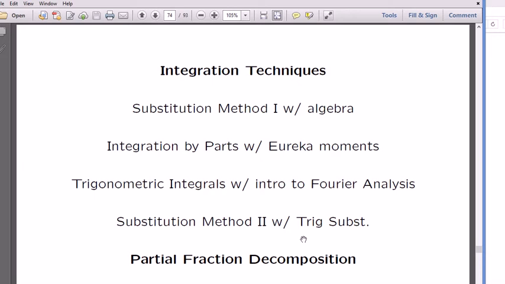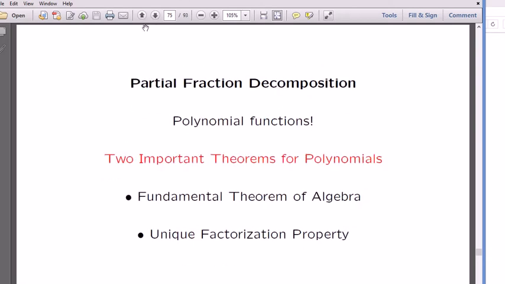Now, the last technique is PFD, partial fraction decomposition. It's one of the important techniques that's used in differential equations. Wonderful course to take. So partial fraction decompositions are about polynomial functions, right? No square roots, just polynomial functions.